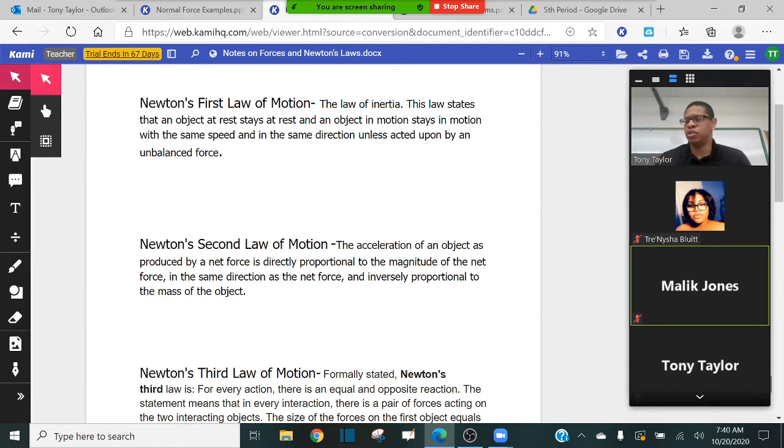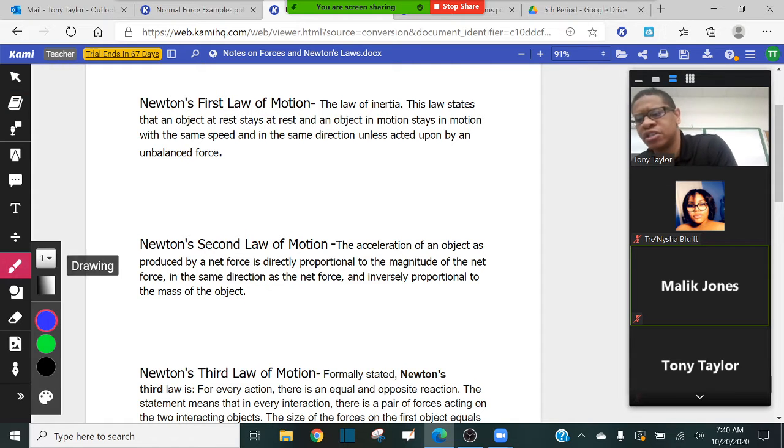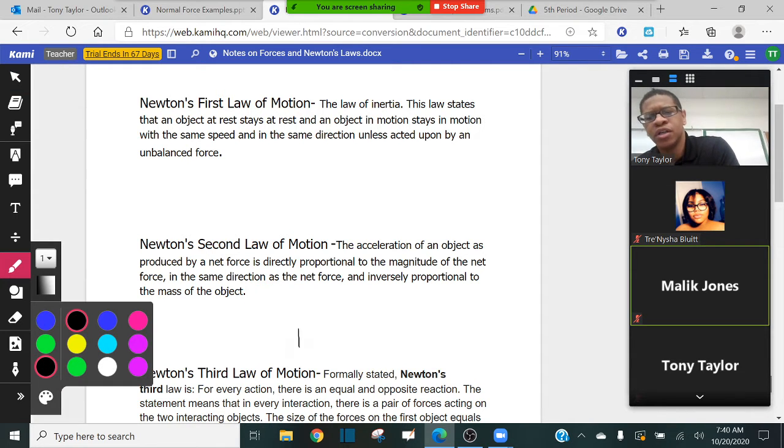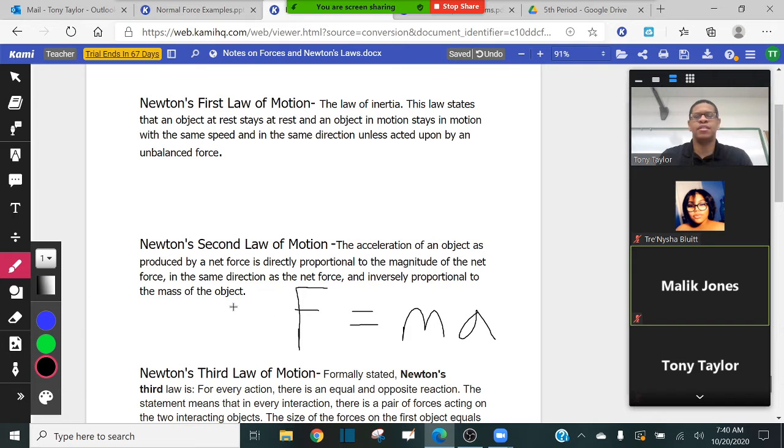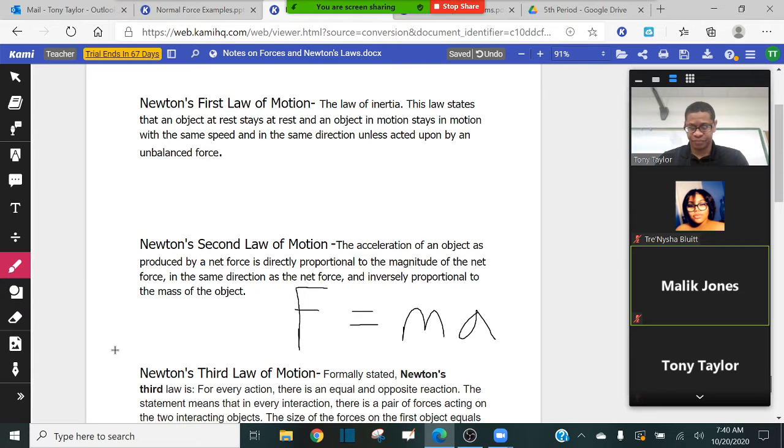Newton's second law of motion. I'm not going to say a whole lot about this law other than this is Newton's mathematical law: force is equal to mass times acceleration. F equals ma. Basically, if you want an object to accelerate, you apply force on that object. And if you know the object's mass, this equation tells you the magnitude of the acceleration. So that's Newton's second law.